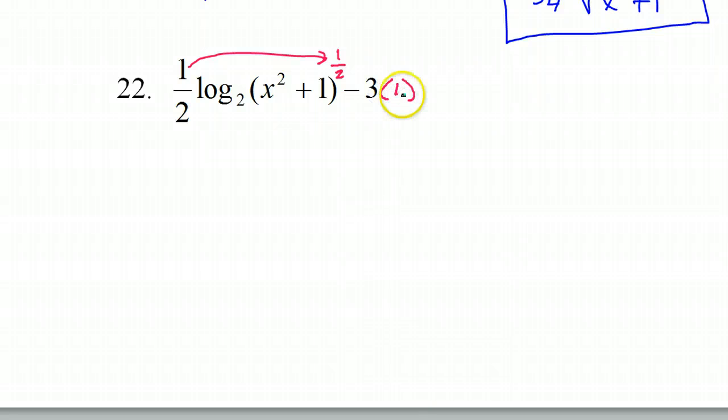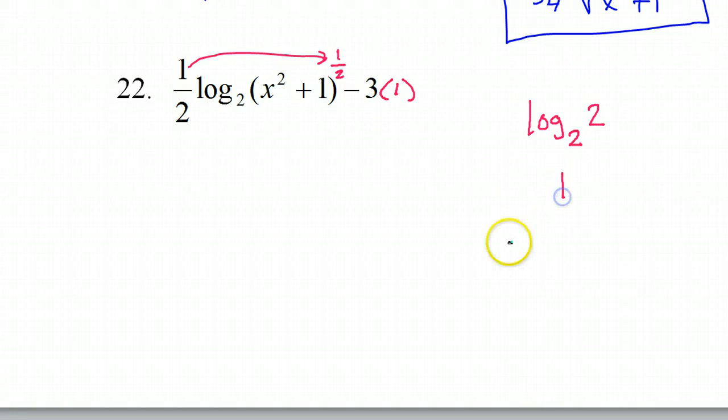You can imagine there's an invisible 1 right here. Now, I can replace a 1 with a log easily. Because remember this, if I had log base 2 of 2, what would be the answer to that? You know it would be 1. Now I'm mentioning log base 2 because that's the log that we already have, it is base 2.